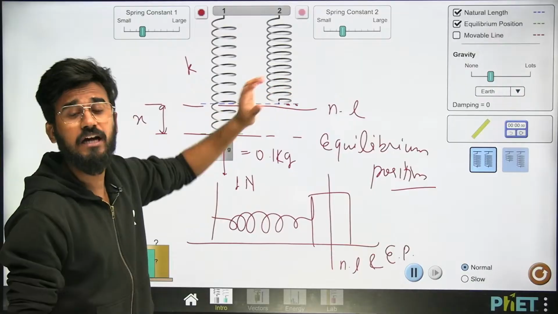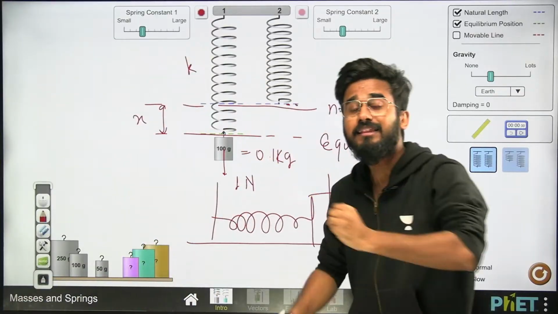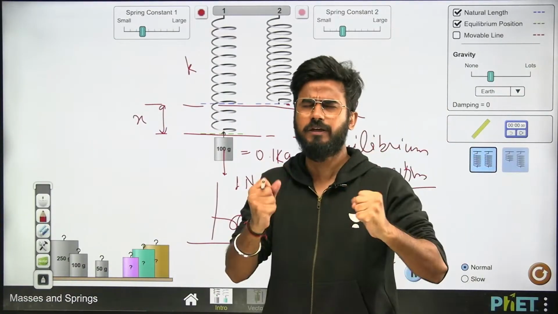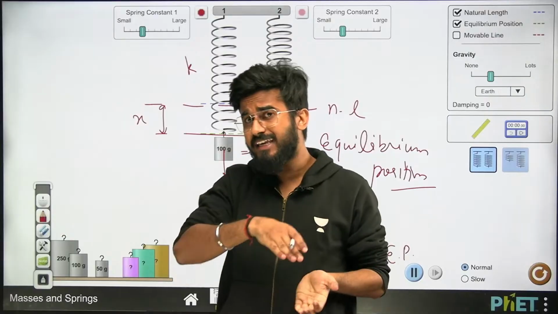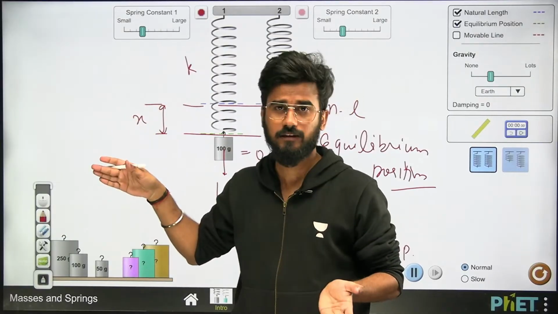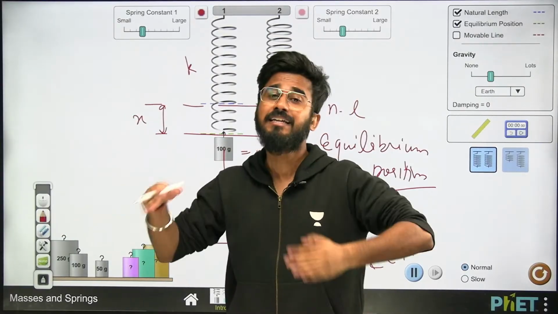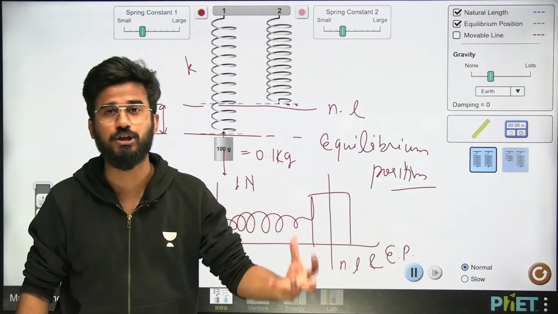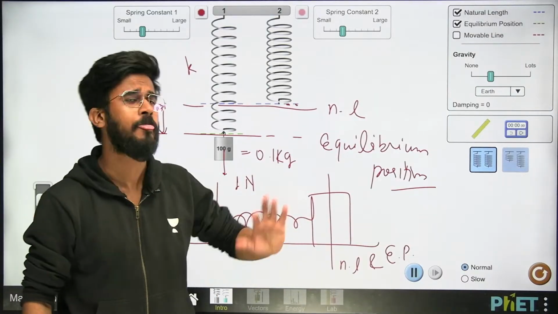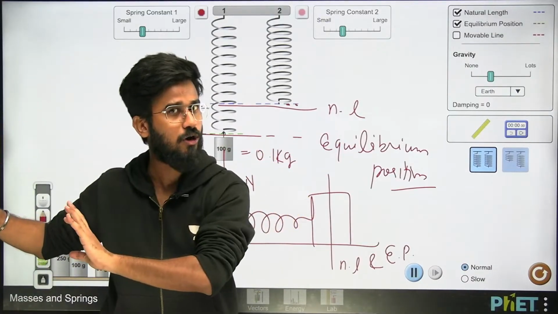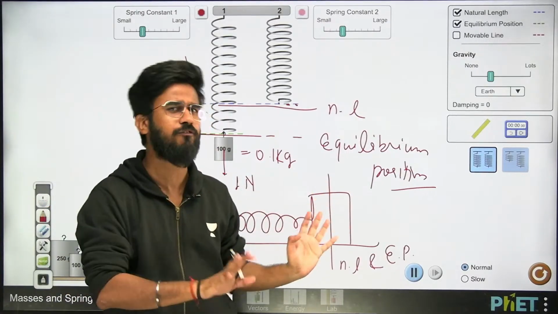If we are applying a force on the spring, then look at the spring. What is the spring doing? It is trying to regain its natural length. That's why there is an oscillation, an oscillation which starts in the spring. But let's not go to the oscillations part. Just focus on the force part.